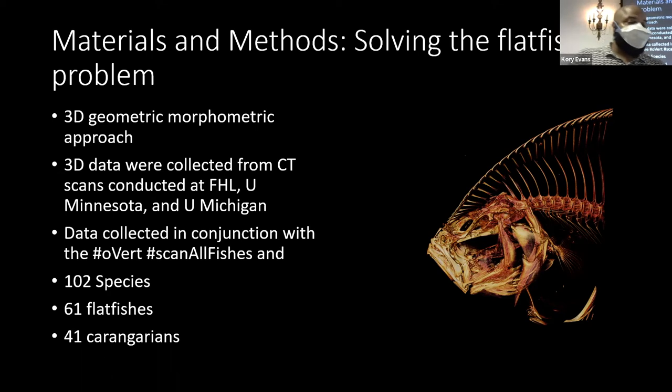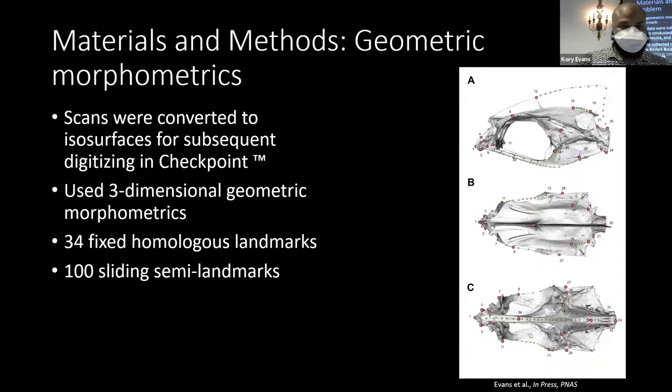In this case, we've done 102 species, with about 60 flatfishes and 41 non-flatfish relatives. They don't perform their own way, so we just call them non-flatfishes. In this case, we want to focus on the cranium. The cranium houses a lot of sensory structures and captures the orbit, which is going to be really important for figuring out where the eye is moving in evolutionary time.